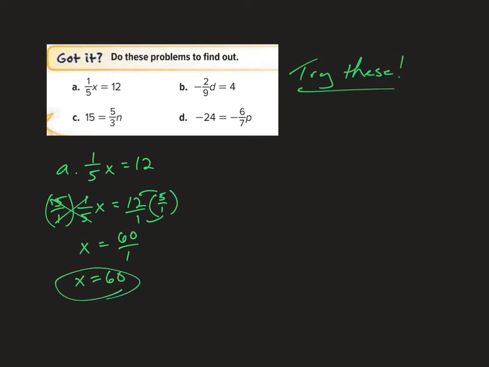Next, I've got b, which is negative 2 over 9 d equals 4. So again, I'll rewrite just to give myself some more room. I'm going to multiply negative 2/9 by its multiplicative inverse, so negative 9 over 2. I have to do the same thing to both sides.